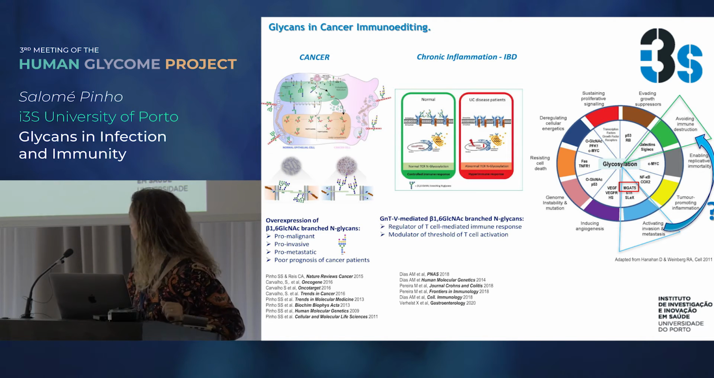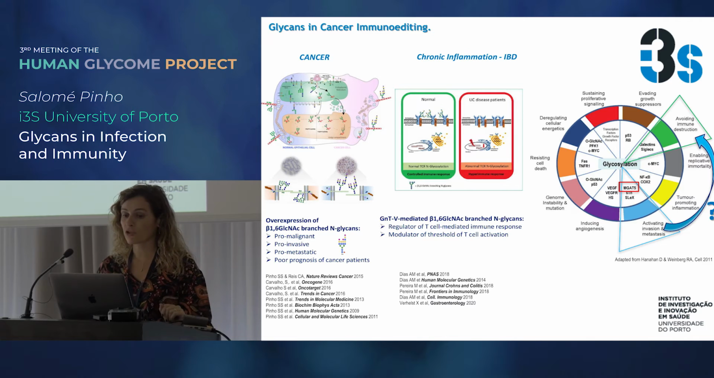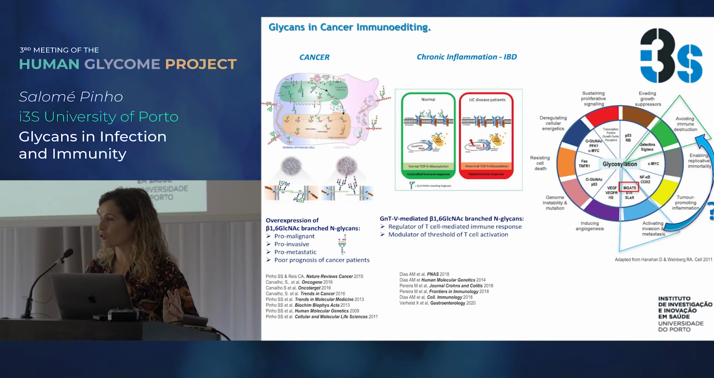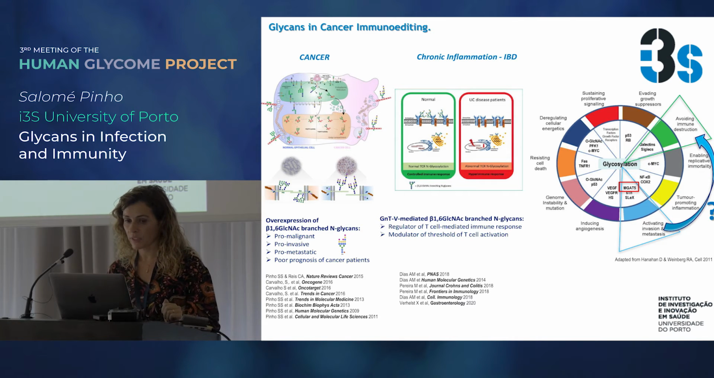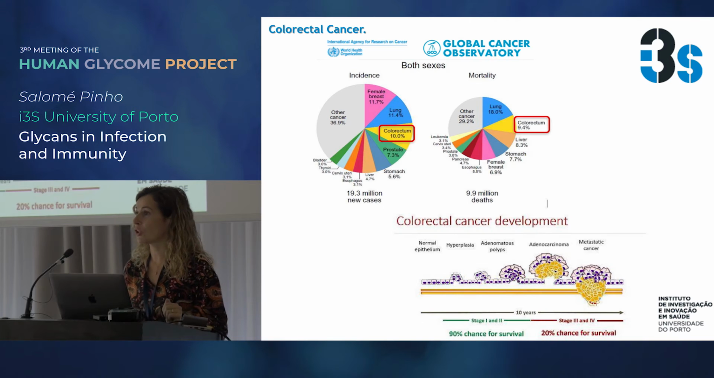And integrated in this cancer equation, we raise the question on whether these MGAT5 or GNT5 mediated branched glycans that we know to have a role in invasion and metastasis, what is the role of these glycans in immunoediting, in cancer immune surveillance? And to tackle this question, we used colorectal cancer.